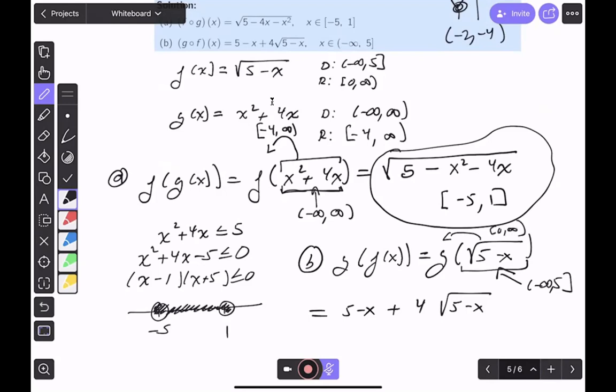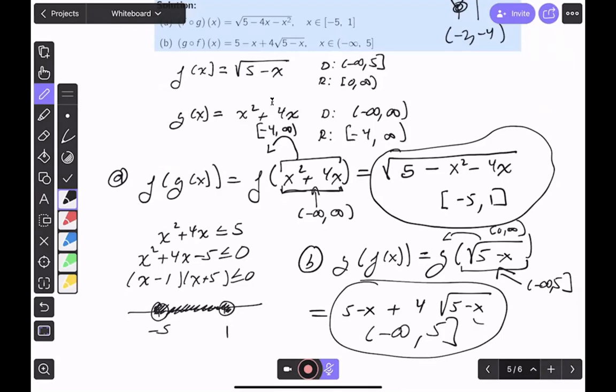Can G accept that? Well, what's nice about G? G can accept anyone. So this is certainly fair territory. So who's coming in again? Minus infinity up to 5. And this is the answer. So let's look at the answer key. See if we got that. 5 minus x plus 4, root 5 minus x, minus infinity up to 5.